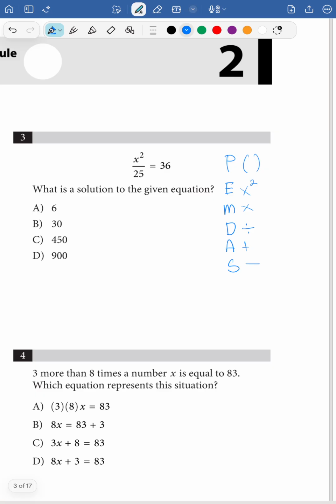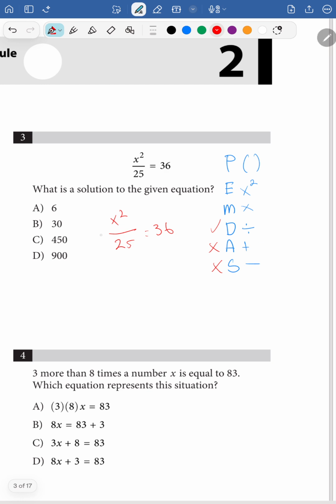So here we have an exponent, and we also have a division. So let's work our way backwards. Do we have subtraction? No. Do we have addition? No. Do we have division? Yes, we do. So what we would do here is we would do the opposite of the division. So since we are dividing by 25, we would multiply by 25.